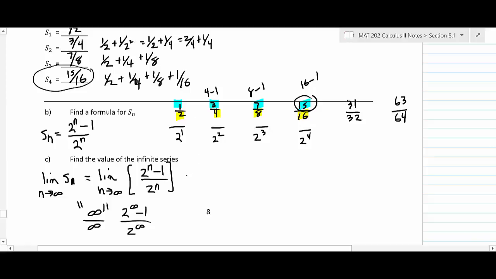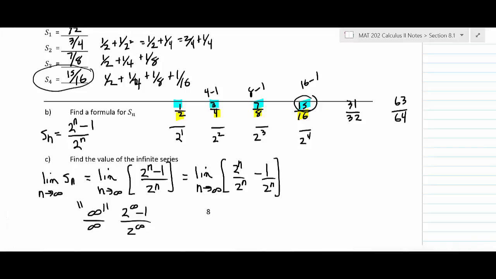I'm going to do it this way. Okay, one way to do this is like this. You can split this up. So we're going to break this up into 2 to the n over 2 to the n minus 1 over 2 to the n. That's probably the simplest way to do this. L'Hopital's rule, you'd have to differentiate 2 to the n, which is not a hard thing to do, but it's a formula a lot of times that students don't remember very well. So I just do this.